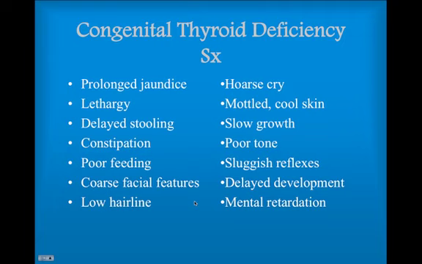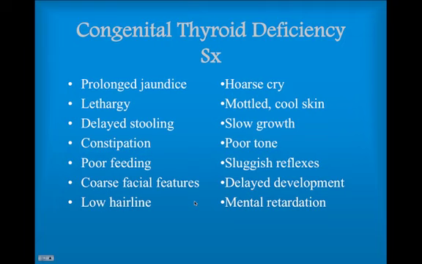So what are the symptoms? Prolonged jaundice often in these babies. Remember, they have a low metabolic rate, so they're not going to metabolize that jaundice as quickly either. They're often lethargic, as adults often are who have hypothyroidism. They have delayed stooling and constipation, and they often don't feed well. Again, not so different from what adults show with their pattern of often poor appetite and constipation.